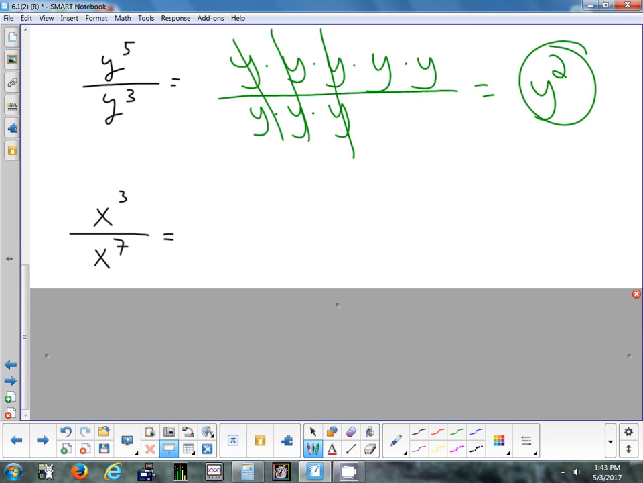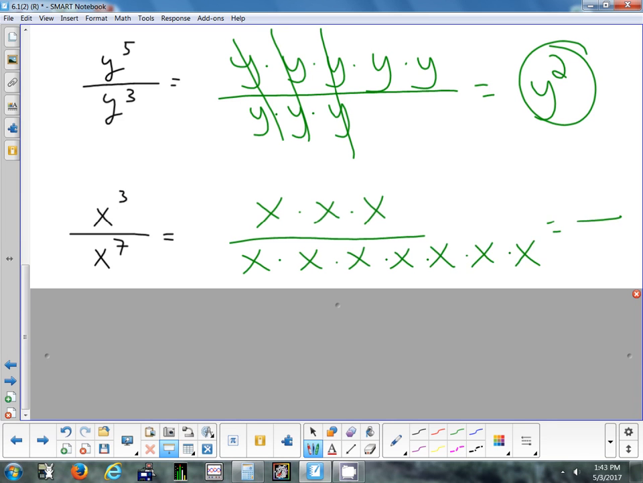This one, x to the 3rd. How would I write it out? X times x times x. X to the 7th. Wow, it's a lot. 2, 3, 4, 5, 6, 7. All right? How many do we have in common? 3 of them, right? Cancel, cancel, cancel. X to the 4th, where? Top or bottom? Good, on the bottom. Now, I got nothing on the top. What can I write? Who said 1? Perfect. We're going to write a 1 there. So if we have nothing left at either spot of the fraction, we're just going to put a 1.